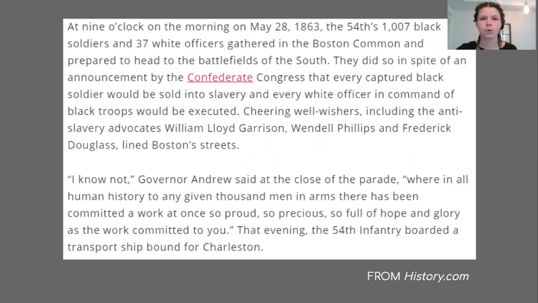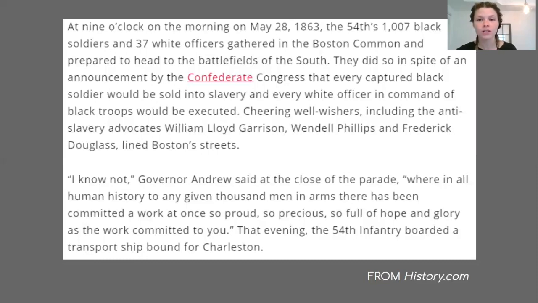At 9 o'clock in the morning on May 28, 1863, the 54th, 1,007 Black soldiers and 37 white officers, gathered in the Boston Common and prepared to head to the battlefields of the South. They did so in spite of an announcement by the Confederate Congress that every captured Black soldier would be sold into slavery, and every white officer in command of Black troops would be executed.